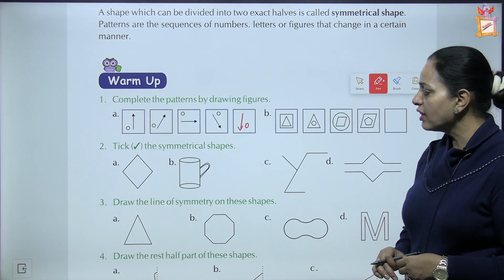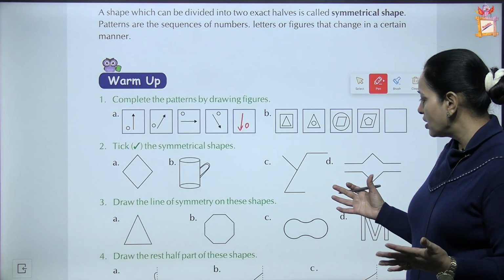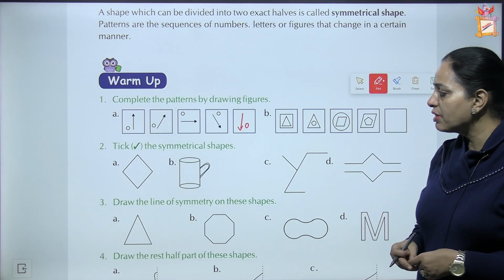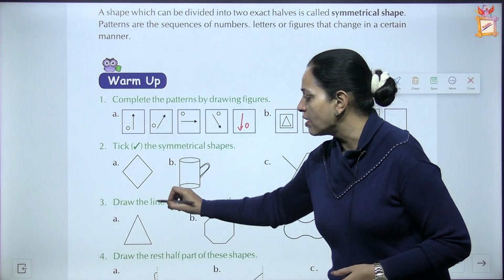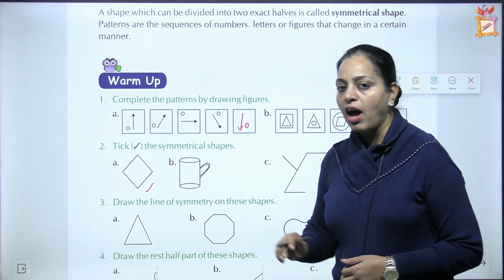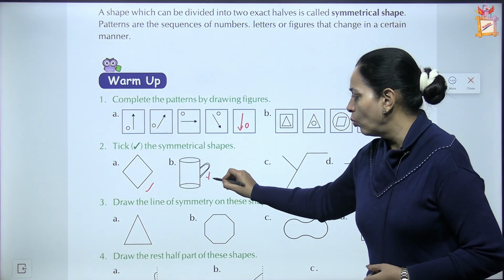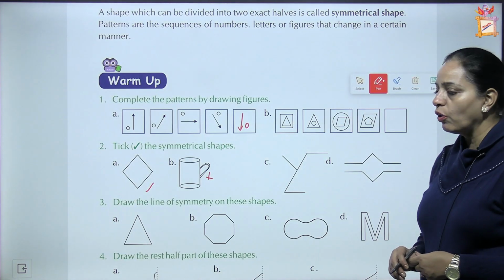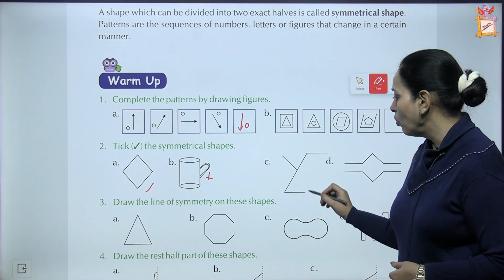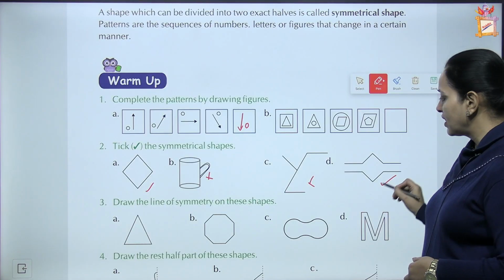The second one, take the symmetrical shape. So now tell me which shapes are symmetrical. So A part, because we will get two equal halves. B, no. This is not symmetrical. We will not get two halves. C, no. D, yes. Right?